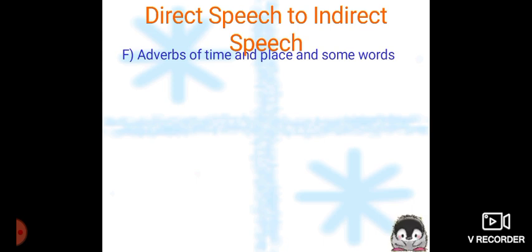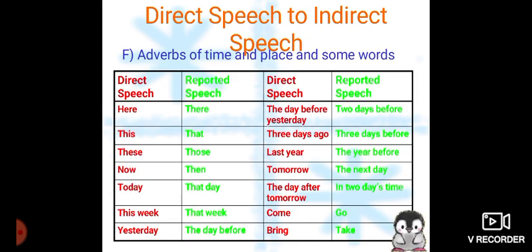Next are adverbs of time and place and some other words. The next main rule we are going to see is adverbs. There is a change in adverbs in direct and indirect speech. So for adverbs of time and place and some words, we are going to see how they change from direct to indirect speech. First we have the word "here" in direct speech. That word automatically changes when we change the direct sentence into an indirect sentence. In that place, "here" changes to "there". So "here" changes to "there". In the same way, "this" changes to "that", and "these" changes to "those".